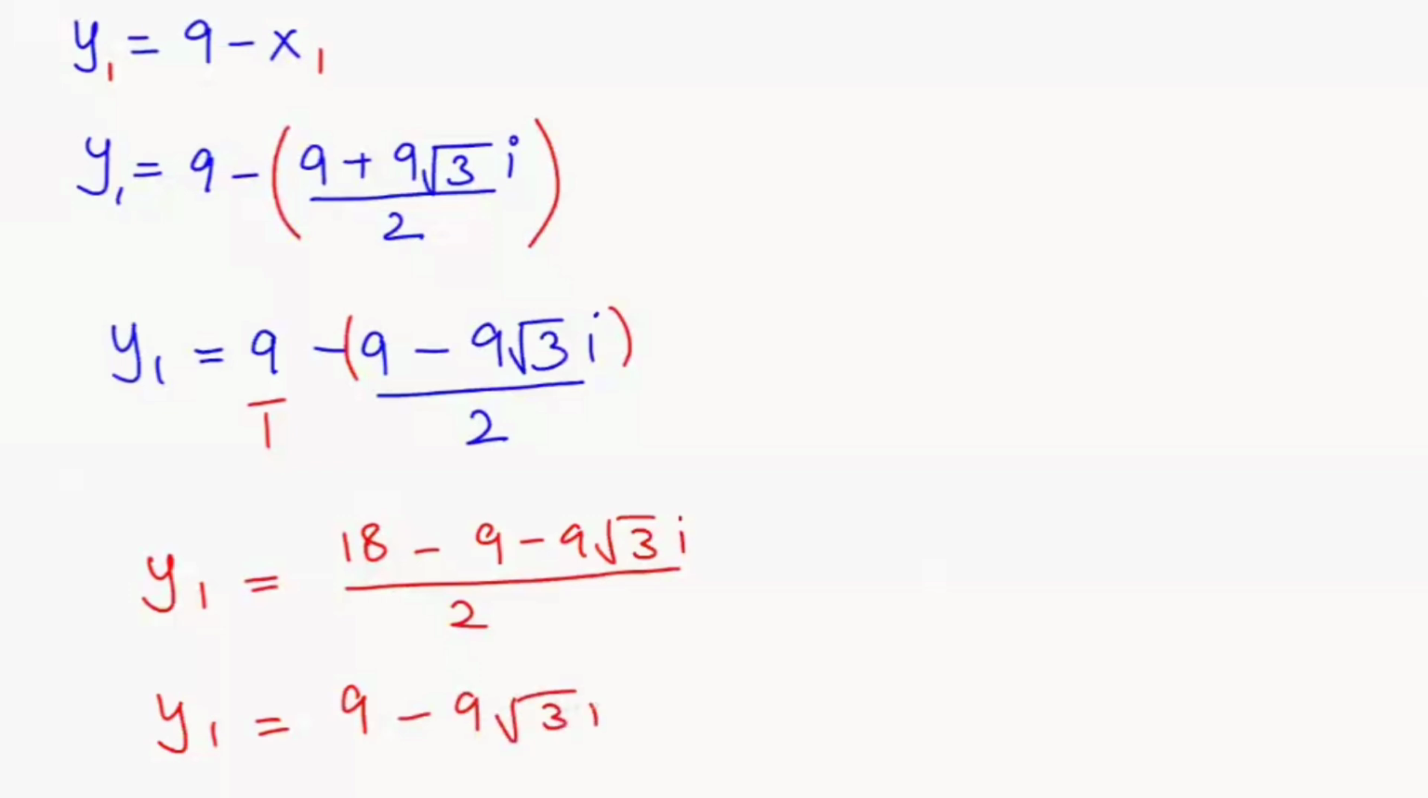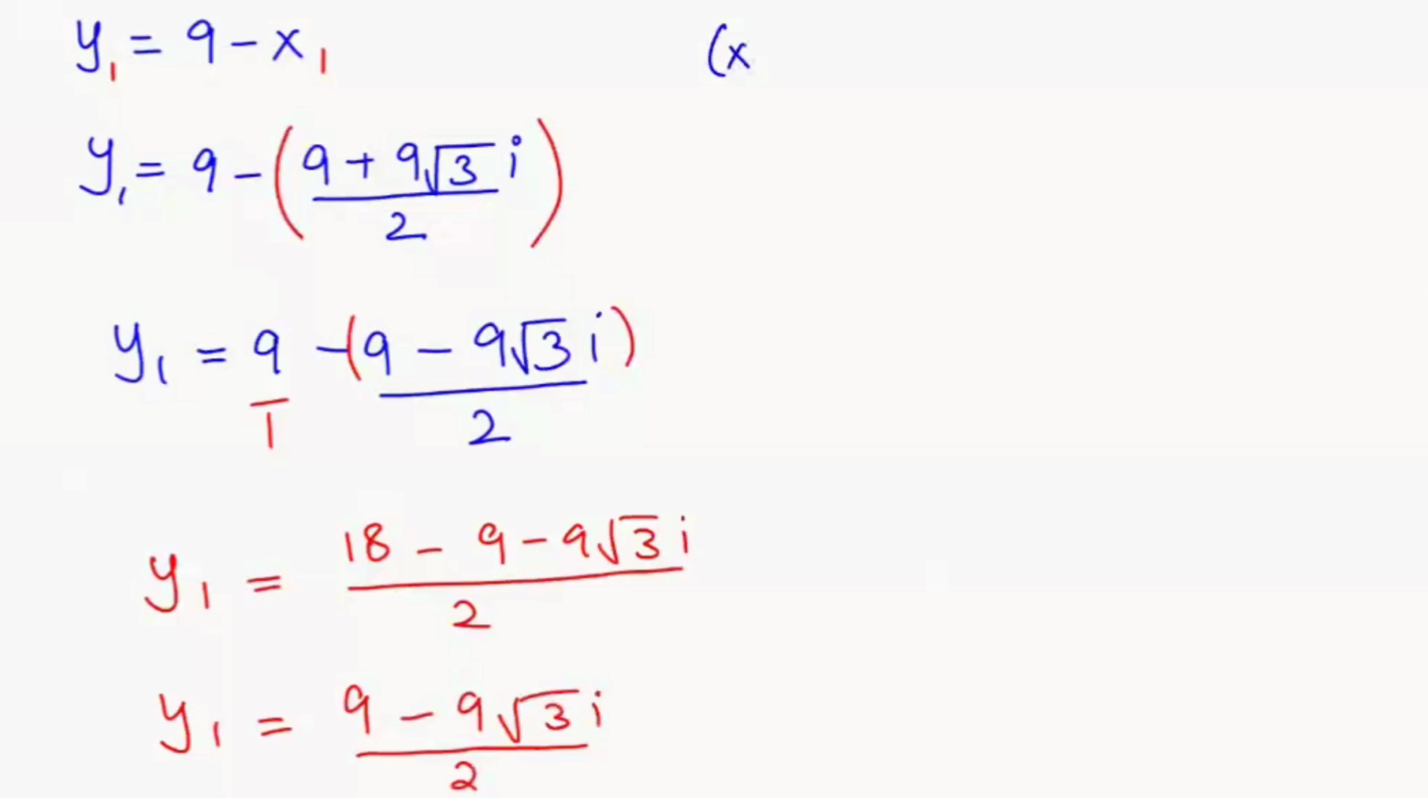So here we get the x1 and y1 values. That is, when the x value is positive, 9 plus 9 root of 3 iota over 2, the y value we get is 9 minus 9 root of 3 iota over 2.